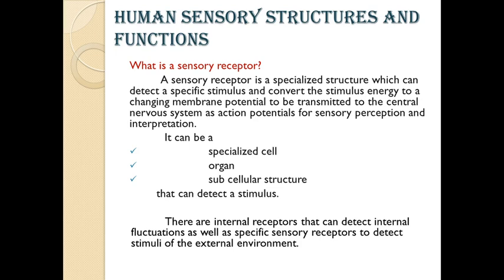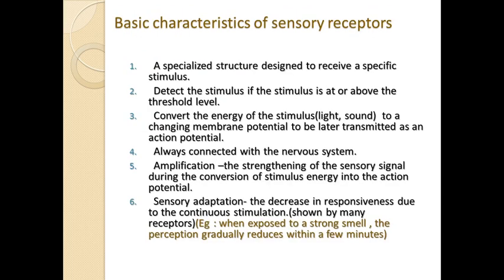Then a sensory receptor can be a specialized cell, an organ, or a subcellular structure. So receptors can be found in all these three forms. And we have to know that there are receptors that can detect fluctuations within the internal environment of the body, and they are internal receptors, and there are some other specific sensor receptors that can detect stimuli of the external environment. There are 6 basic characteristics of sensor receptors.